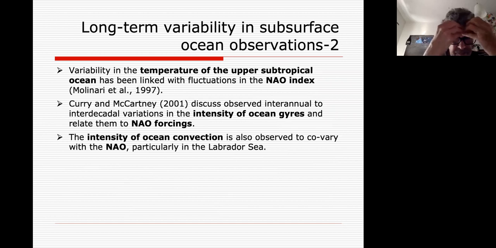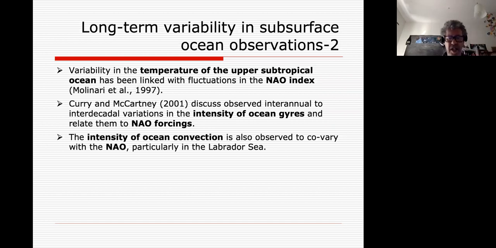There is a list of peculiarities of the ocean interiors that are related to the NAO Index. The temperature of the upper subtropical ocean has been linked to fluctuation of the NAO Index, and Curry and McCartney discuss observed interannual to interdecadal variability of the intensity of ocean gyres and related them to NAO forcing.